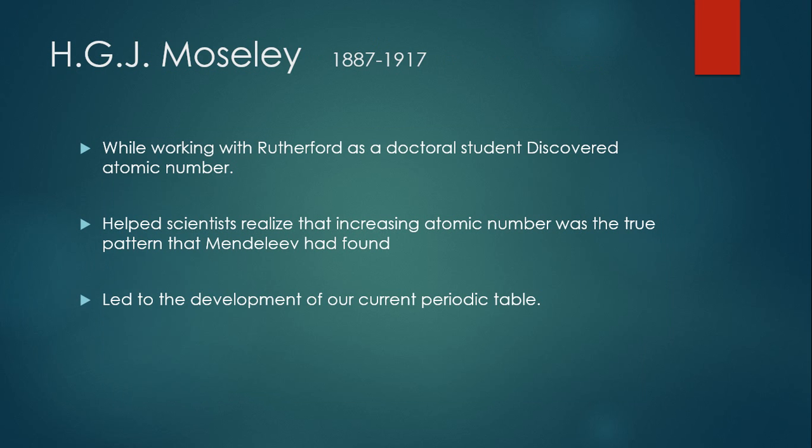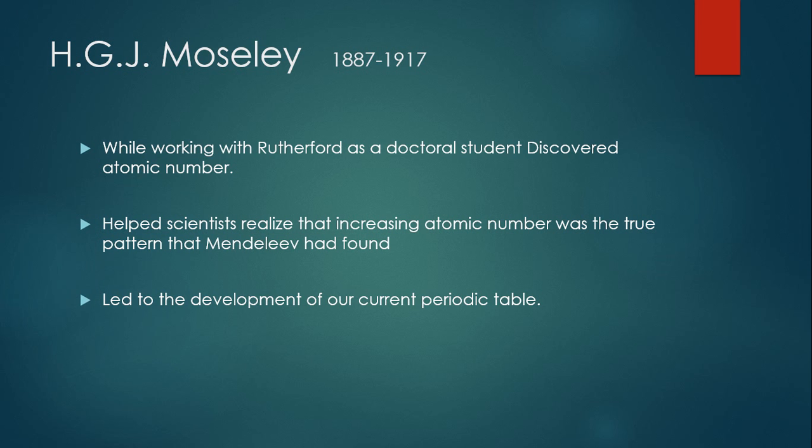Later on, there was an English chemist, H.G.J. Moseley. I don't know why these guys had so many initials and not real names, maybe just the current style at the time. He was born in 1887 and died in 1915. Tragically, he died in the Gallipoli Battle of World War I. He was working with Rutherford as a doctoral student, working on his PhD in chemistry, when they, mostly Moseley is given credit for this, discovered atomic number.